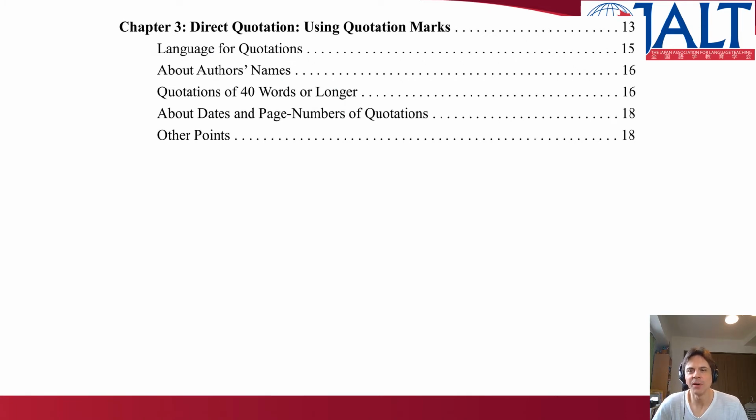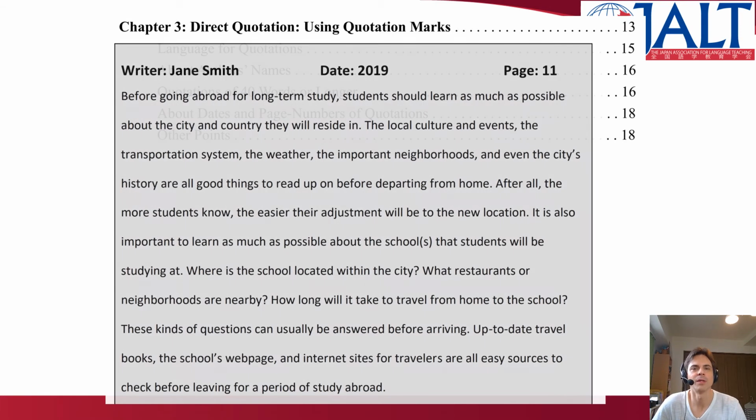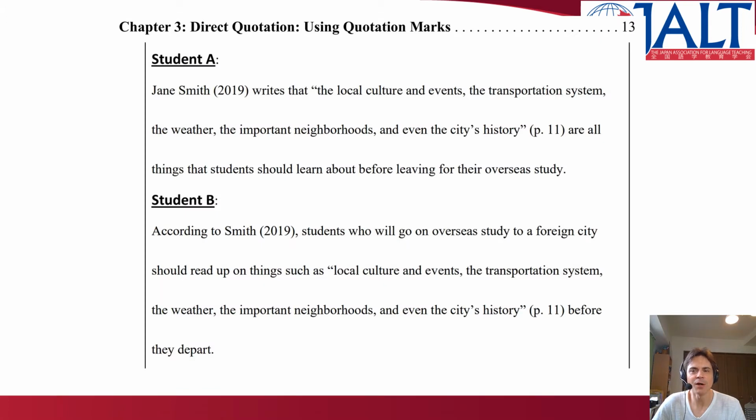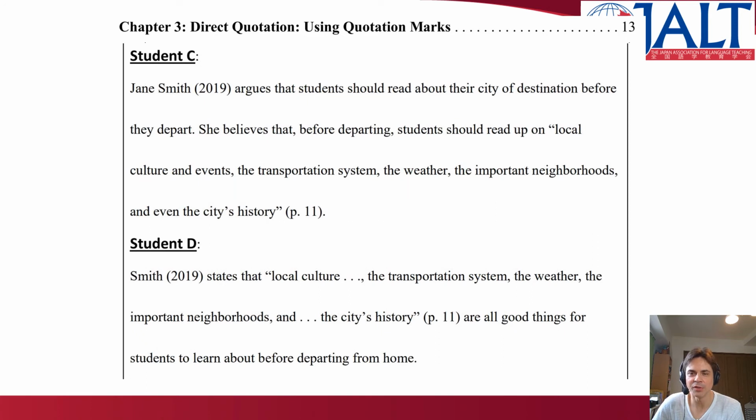Next, chapter 3 is about direct quotations, so using quotation marks in your essay. There's an example from a student source book, such as you might find in the library. Like this, the topic is students who go abroad to study. And there are a bunch of examples of how a student would quote that source. So for example, here's student A, student B, student C, and student D. And each one is doing a direct quotation of a sort, but each is a little bit different.